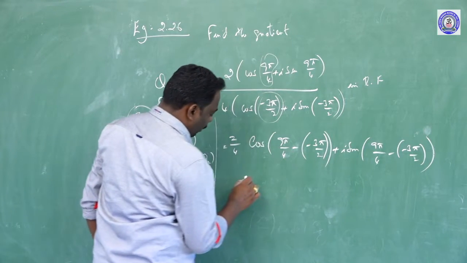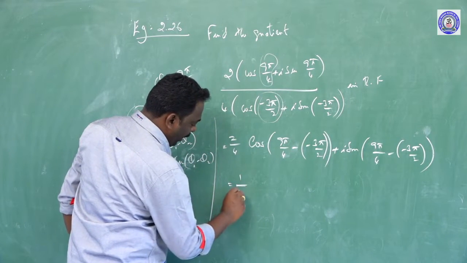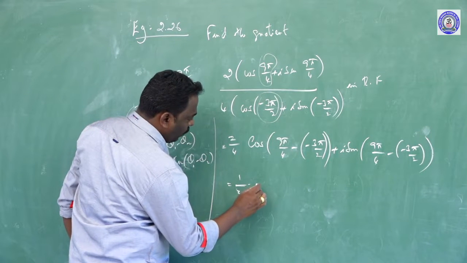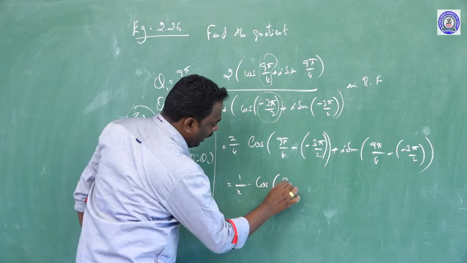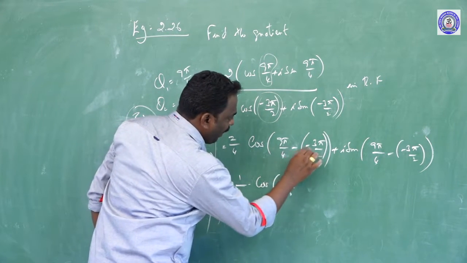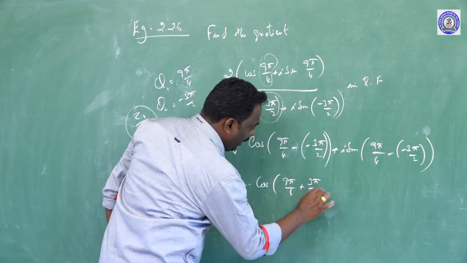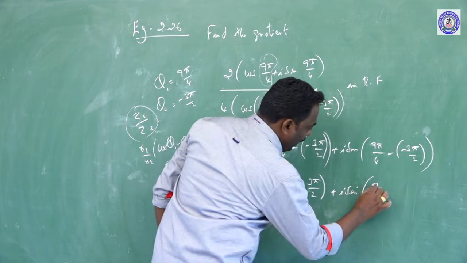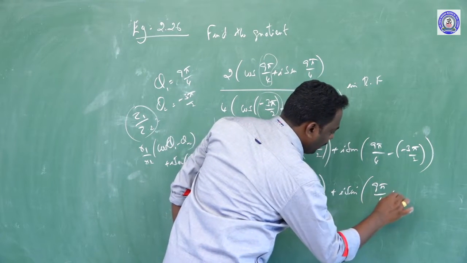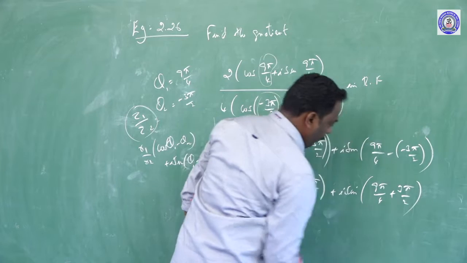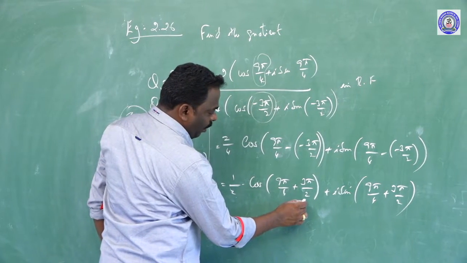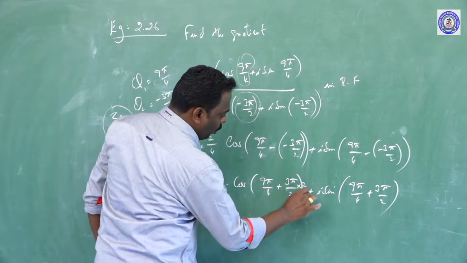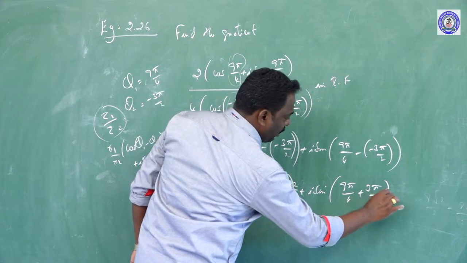Now, multiply the term that is equal to 1 by 2 into cos of 9 pi by 4 plus 3 pi by 2, plus i into sin of 9 pi by 4 plus 3 pi by 2. So, we want to take a common denominator, so we multiply 2 by 2 into 2 by 2.